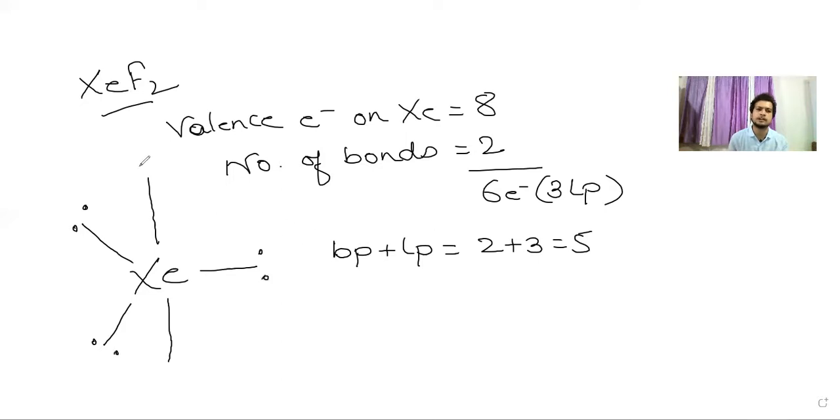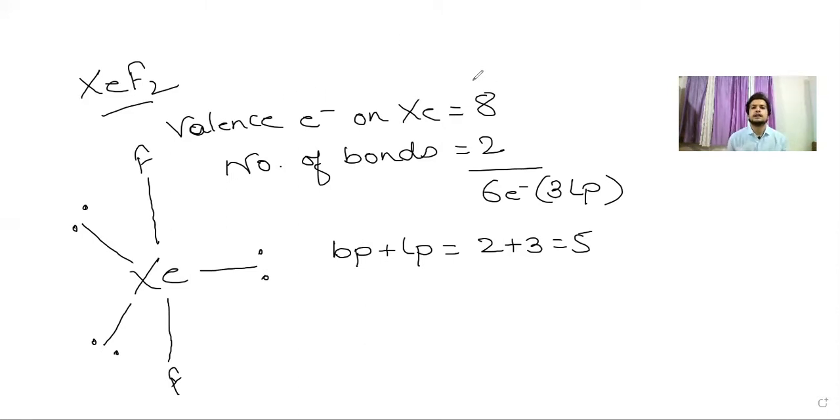Okay, then the other two fluorine will go in the axial positions. So what is the geometry? Geometry is no doubt trigonal bipyramidal. What is the shape? Linear. You can see it's a line, right? So the shape is linear, geometry is trigonal bipyramidal. Very important and very common.